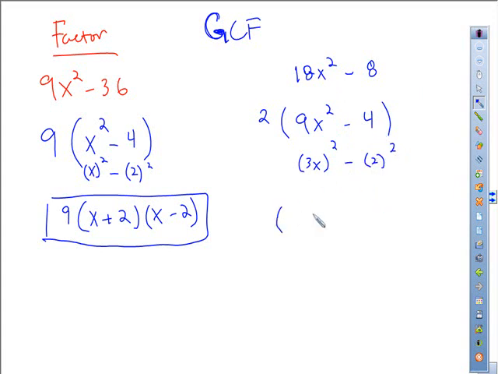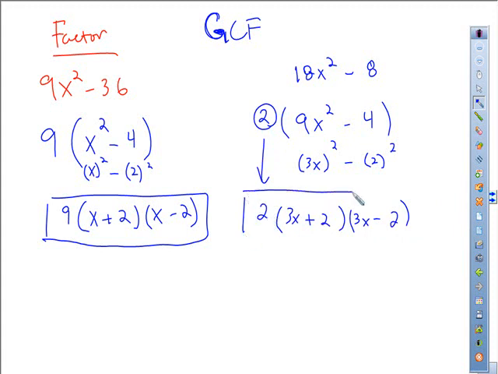So set up your parentheses. You're going to have a plus and a minus. Take these, plug them in. So it'll be 3x plus 2 and 3x minus 2. And don't forget your GCF. Put it in front of the factors. Then you're all set. You factored the problem completely. And if you want to know if you did it correctly, just FOIL these factors, and then whatever you get, multiply it by 2, and it should give you this right here.